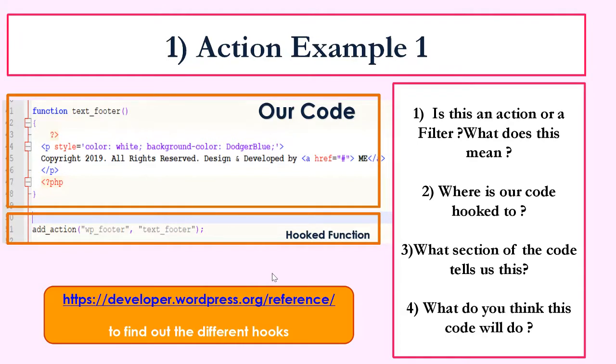Now what we're going to be doing now is we're going to be finding out where we can find where the different hooks are. So we're going to go on to the WordPress development website, and we're going to be able to have a quick look at all the different places that we can hook our function to.